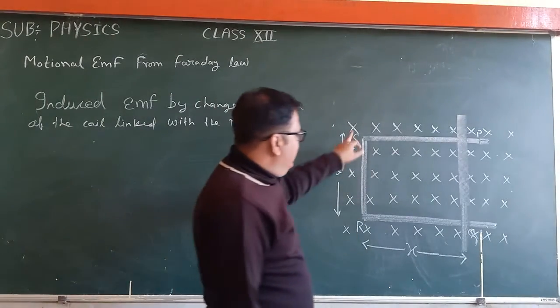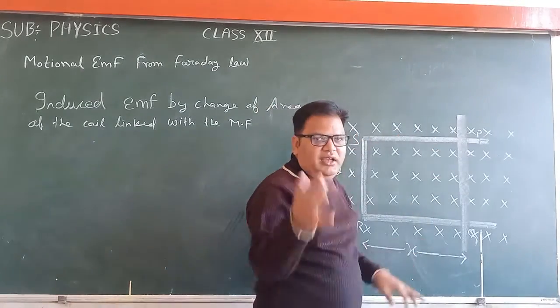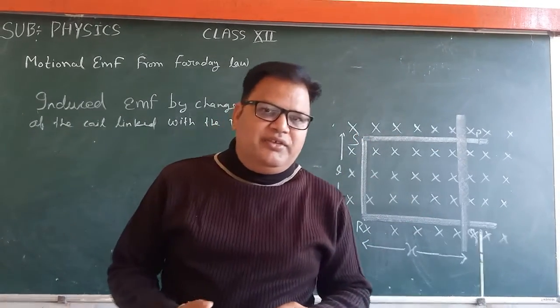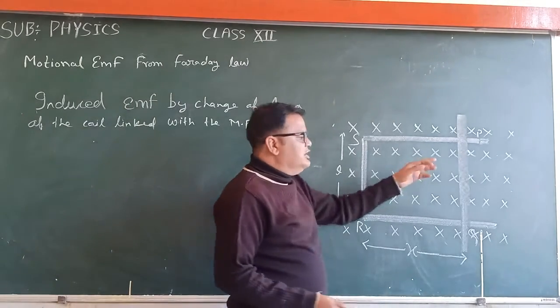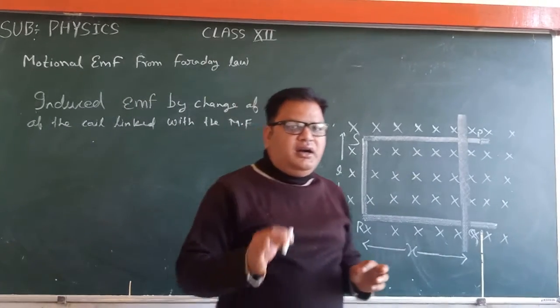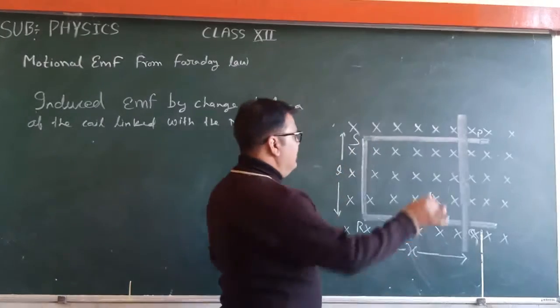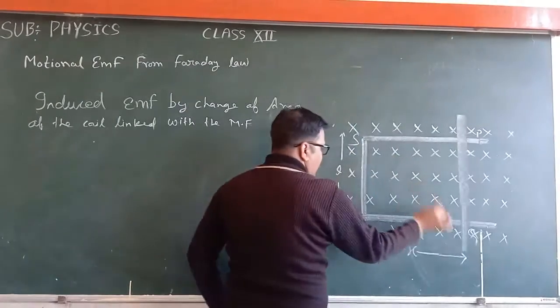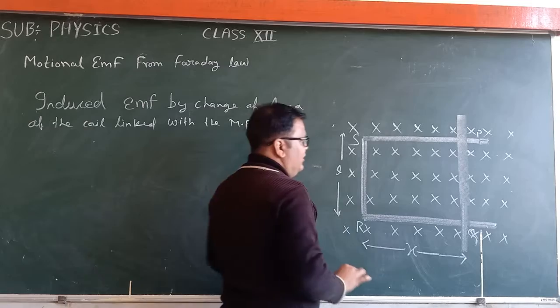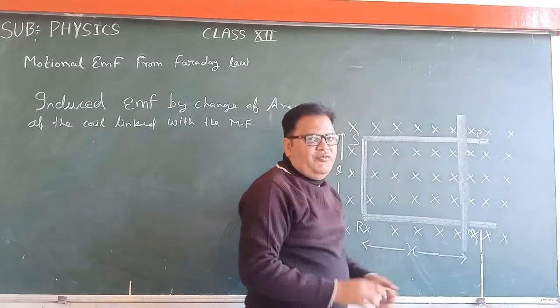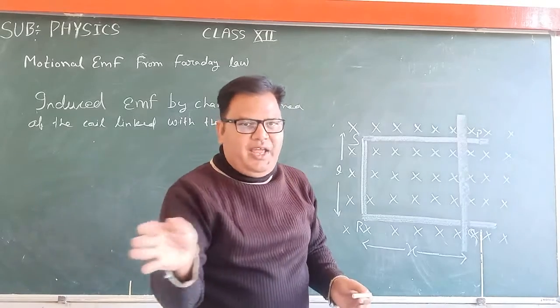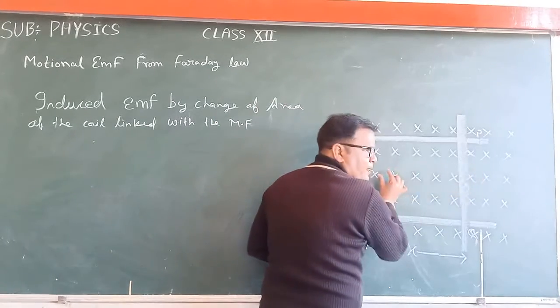Student, as you see, the magnetic field is directed into the plane. Now we have placed a metallic frame PQRS. PQ is the wire which slides over the frame. We can slide it in this way.